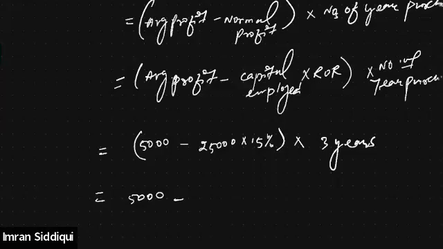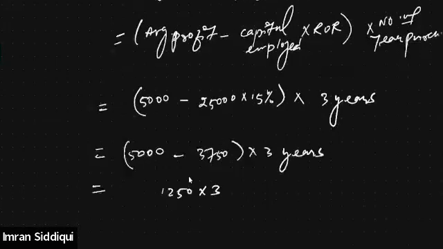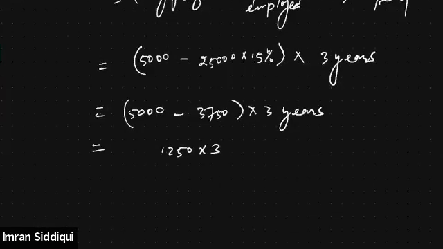Calculating it, 25,000 into 15%, it will be 3750. And then, multiplying, we will multiply this by 3 years. We will get, how much? 1250 into 3. So finally the answer will be 1250 into 3, which will be 3750. This is the value of the goodwill. 3750.